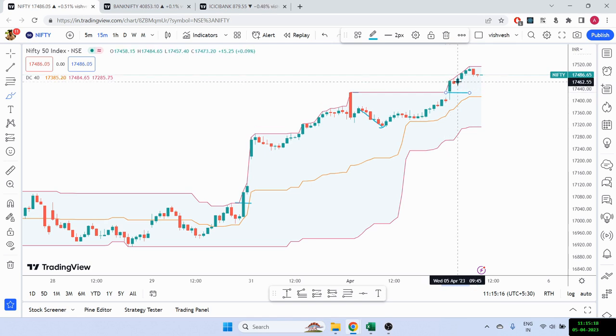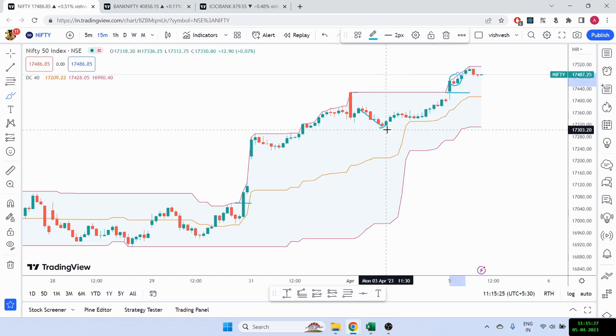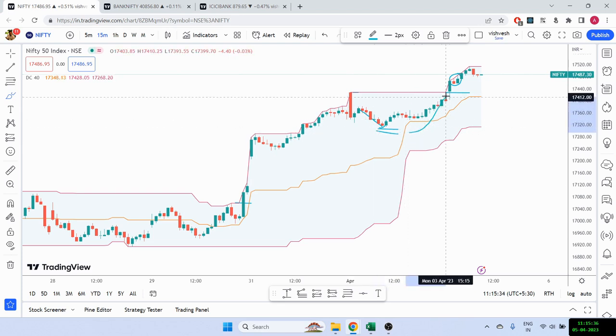Once I've taken the entry, I'll wait for 2 more candles. After I've got 2 more candles, I will switch my stop loss from my initial stop loss. I'll tell you the initial stop loss. The initial stop loss is the low here. So this is my initial stop loss when I've taken the entry.